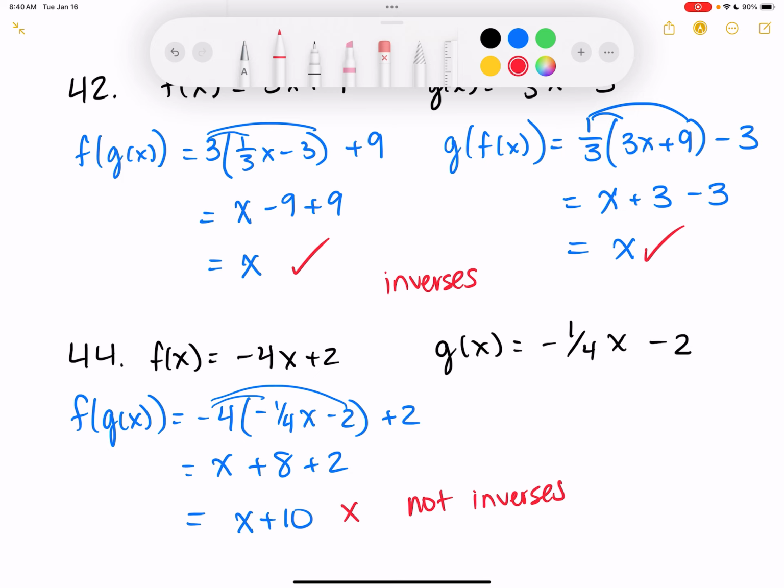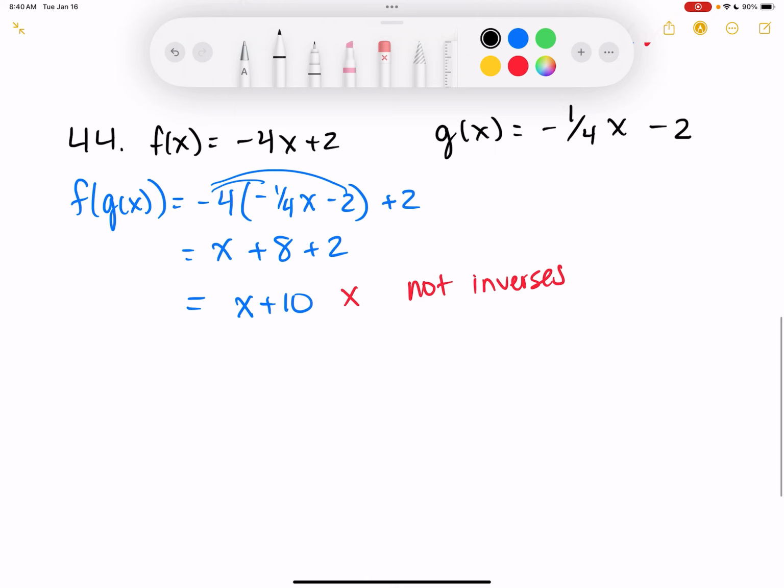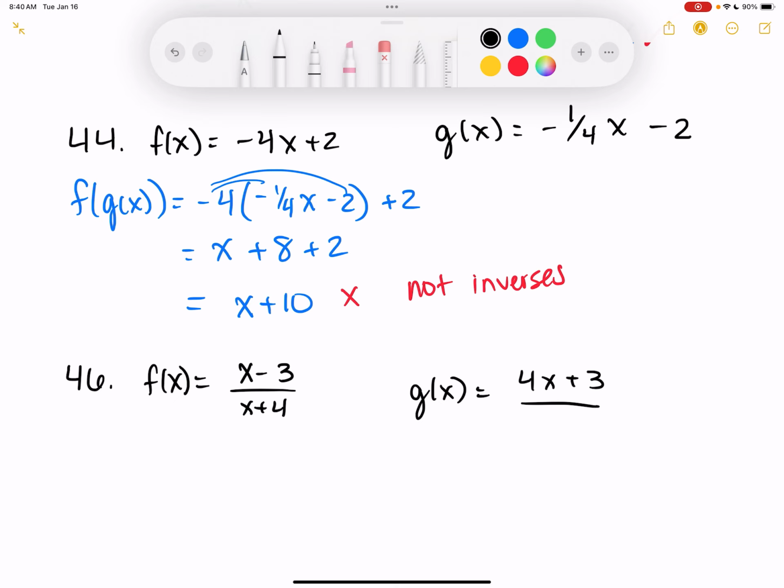All right, let's look at one that's a little harder. 46. F of x is equal to x minus 3 over x plus 4, and g of x is equal to 4x plus 3 over 1 minus x. So notice these ones have 2 x's in each of them. That means the function g of x is getting plugged into f of x 2 times. Everywhere there's an x, it's getting plugged in.